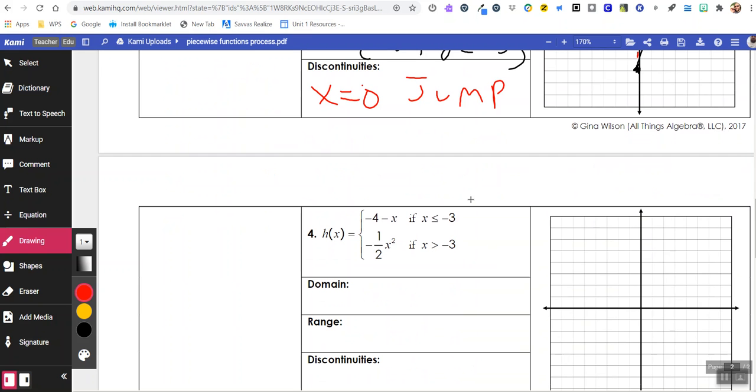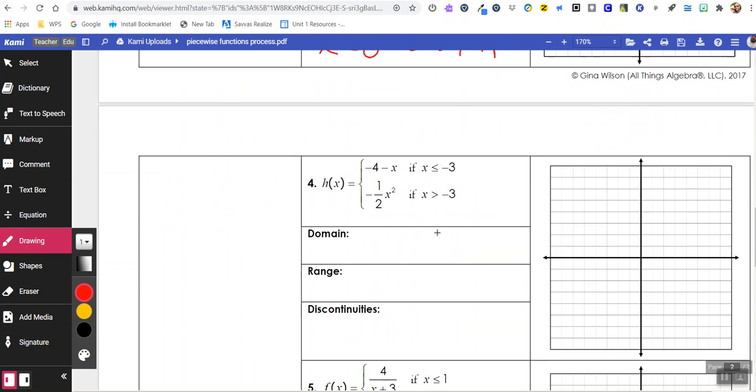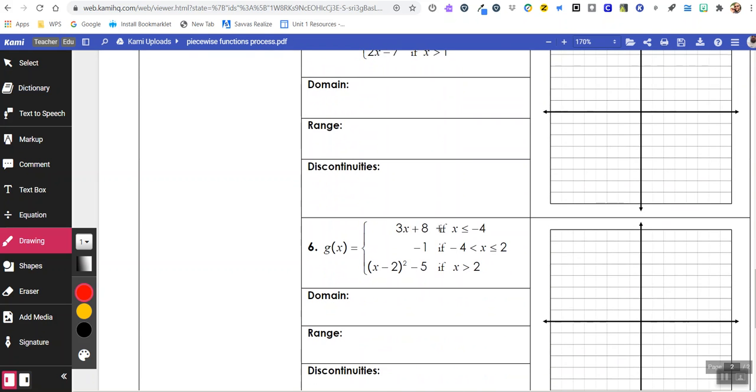Why don't you pause the video, practice doing numbers 4 and 5 real quick, and then I'll come back and show you how to do number 6.